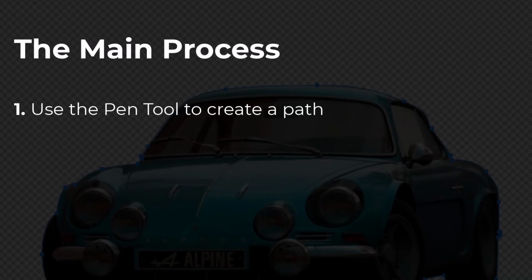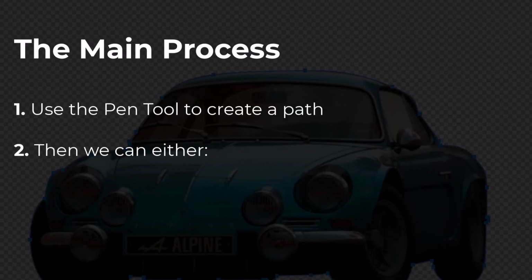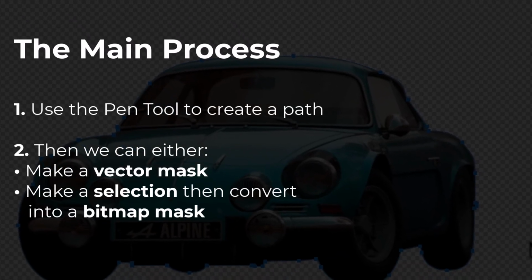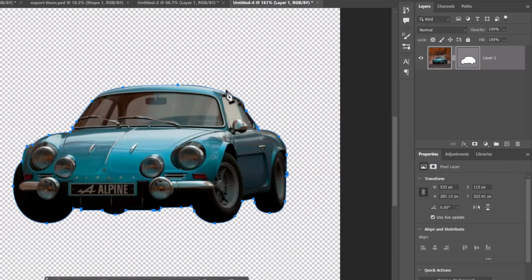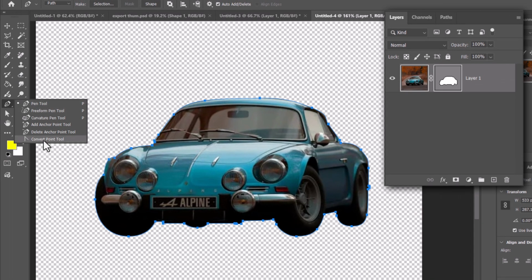We use the pen tool to create a path, and then we can either make a mask or make a selection and convert that into a bitmap mask. But this is where it starts to get interesting because I have here a vector mask for this car. And so what I can do is, I still have the pen tool here. I can go and try some of these other tools, but I like just sticking with the normal pen tool.